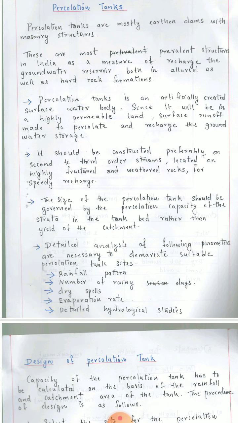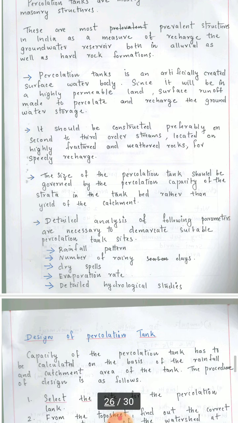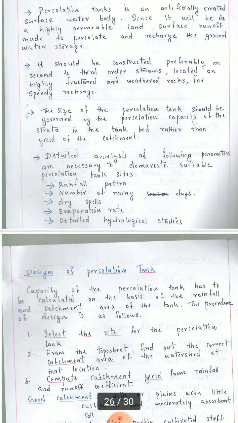These are the most prevalent structures in India as a measure to recharge the groundwater reservoir, both in alluvial as well as hard rock formations. So this can be constructed in alluvial soil as well as hard rock formations in order to recharge the groundwater. A percolation tank is an artificially created surface water body. Since it is in a highly permeable land, surface runoff is made to percolate and recharge the groundwater storage. Means the storage structure will be built and the runoff water will be allowed to flow into it, by which the groundwater gets recharged.